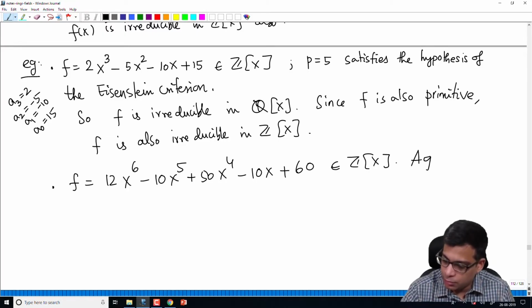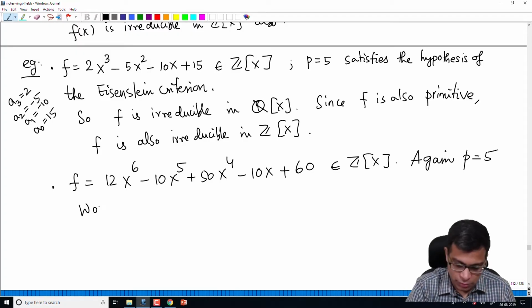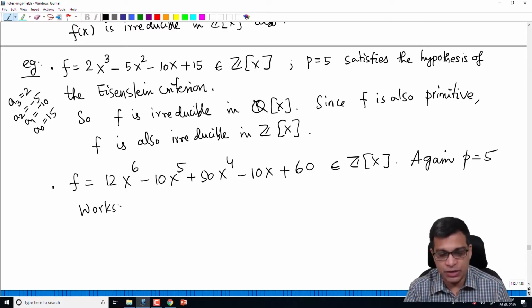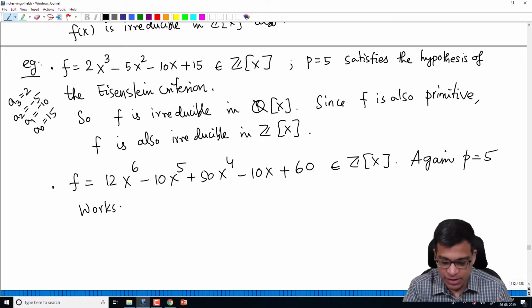So again, p equal to 5 works, right? Why does it work? Because if you check 5, it divides all the coefficients other than the leading coefficient. p does not divide 12, but p divides 10, 5 divides 10, 5 divides 50, 5 divides minus 10, 5 divides 60, 5 does not divide 12, and 25 does not divide 60.